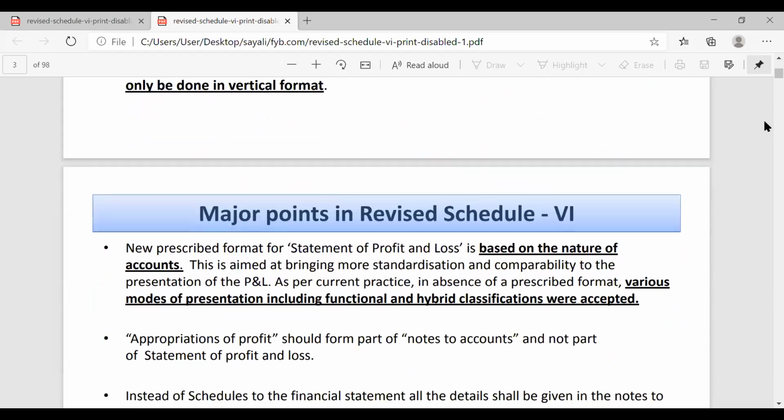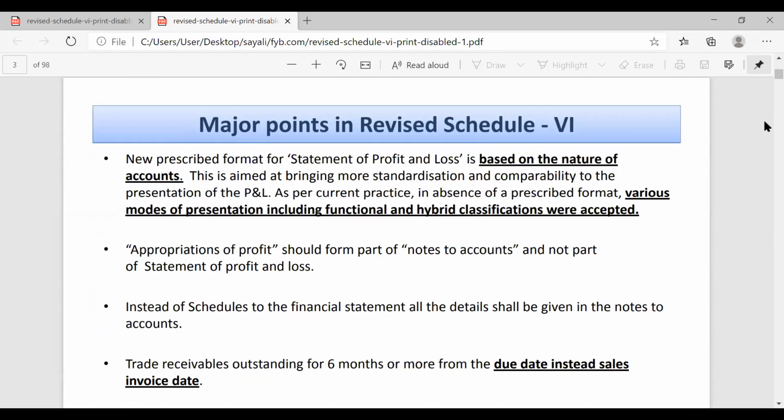So the most important point in revised Schedule 6 is that the new prescribed format for the statement of profit and loss is based on the nature of accounts. This is aimed at bringing more standardization and comparability to the presentation of the P&L account. As per current practices, in the absence of a prescribed format, various modes of presentation, including functional and hybrid classification, were accepted. Meaning whatever the old balance sheet, old P&L or old financial statement preparation was, it is changed with some new changes.